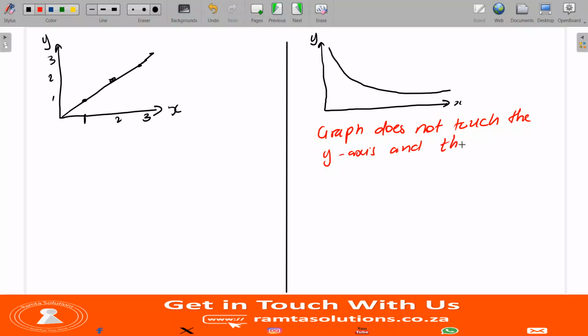For this one here, as you can see, this graph is a straight line. This other one here, we say it's a hyperbola. You're going to learn about this in your mathematics.